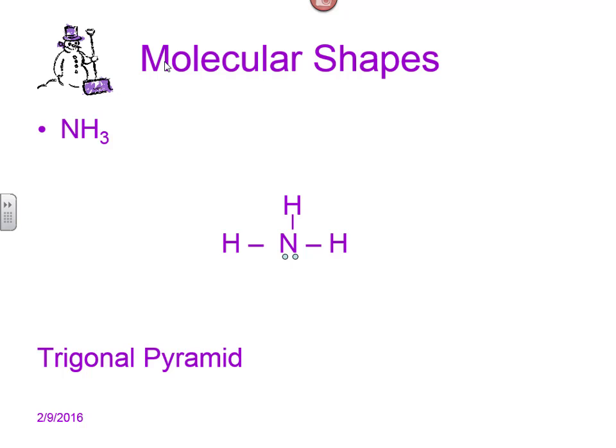You do have to have both words with those 2 shapes, the trigonal planar and the trigonal pyramid. One word without the other is not going to cut it on the test.